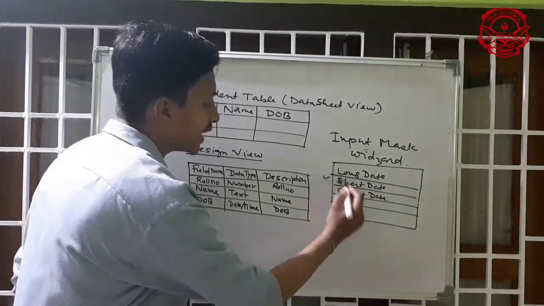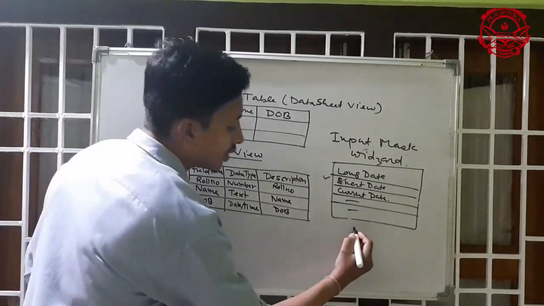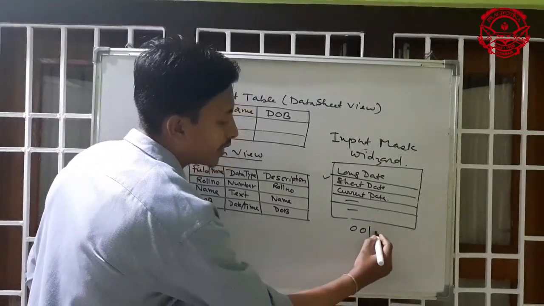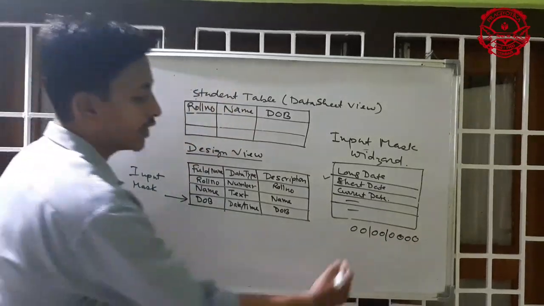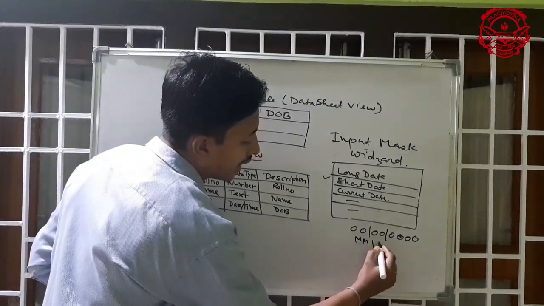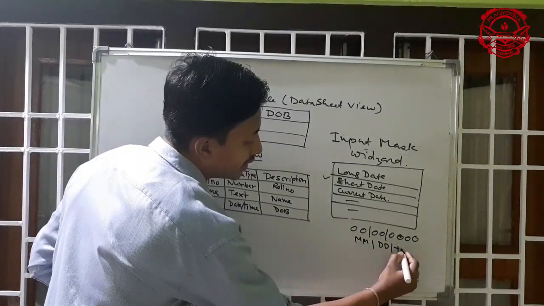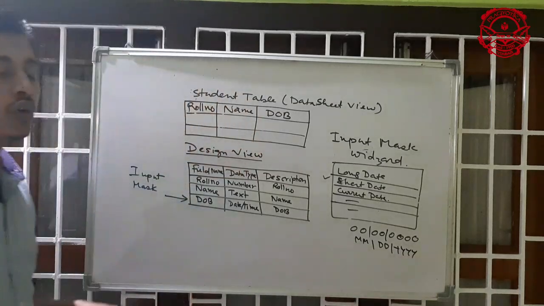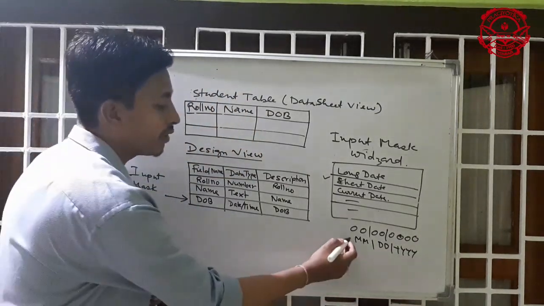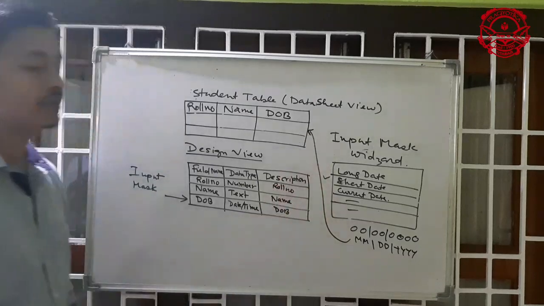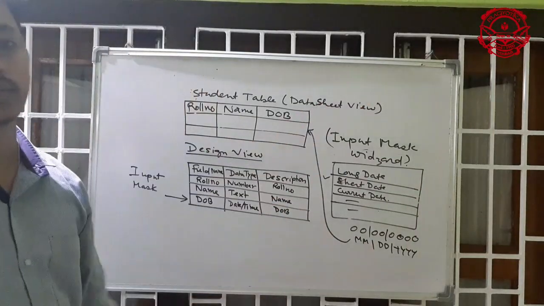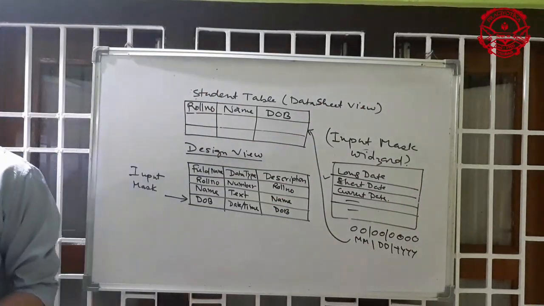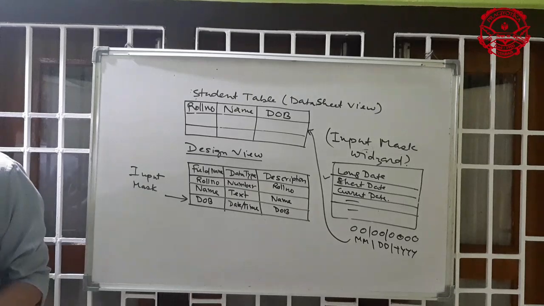I am selecting short date. Short date means what? First two values, after that again two values, and after that four values. Means first the month comes, after that the date, and after that the year. So in this way, this format will be applied in date of birth, with the help of the input mask wizard.